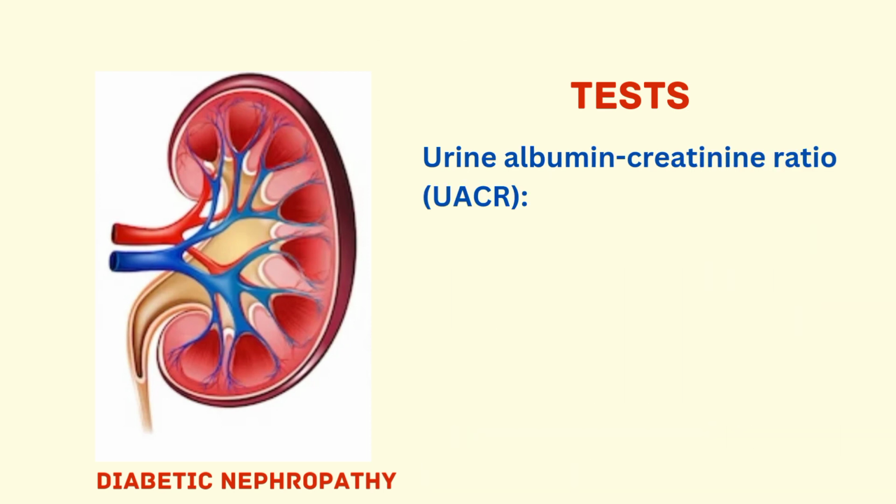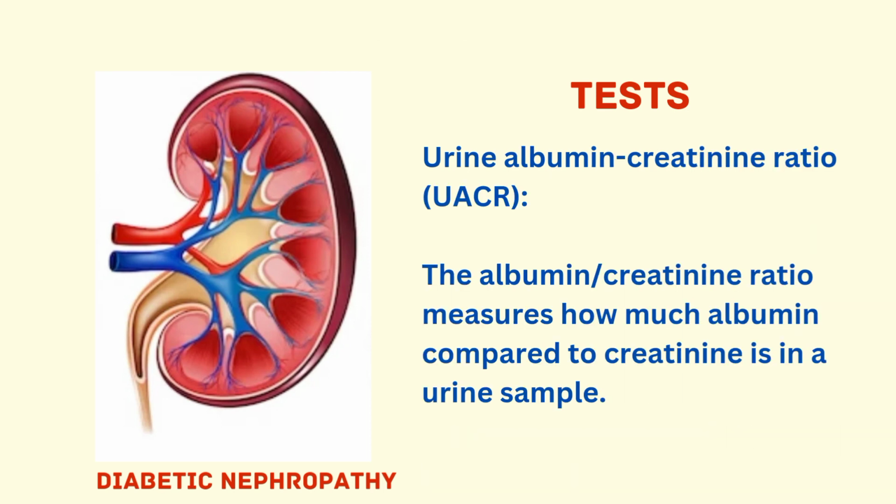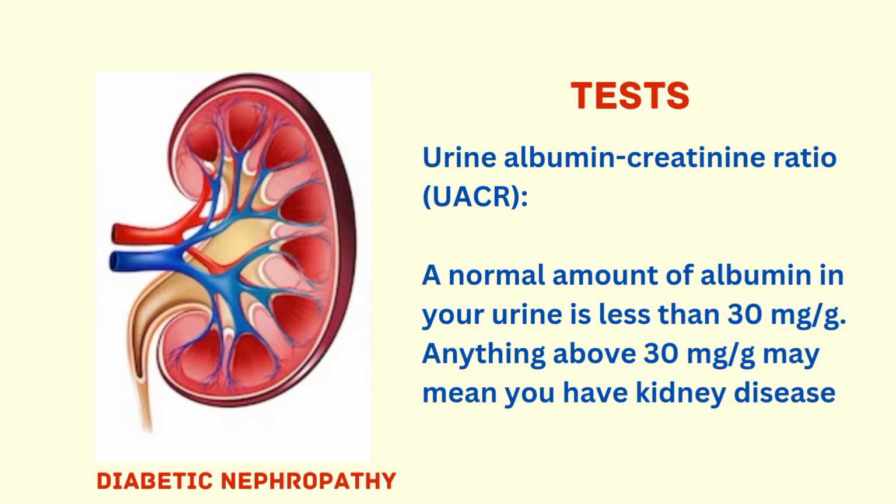Next test is urine albumin creatinine ratio. The albumin creatinine ratio measures how much albumin compared to creatinine is in a urine sample. A normal amount of albumin in your urine is less than 30. Anything above 30 may mean you have kidney disease.